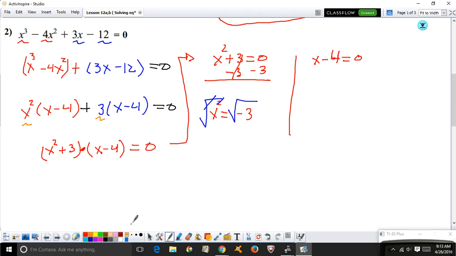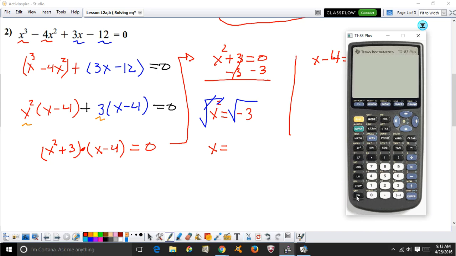So we have that our answer is, before we reveal the answer, you gotta remember in Algebra 1, you cannot take the square root of a negative number. So let's look at our calculator. What is the square root of negative 3?